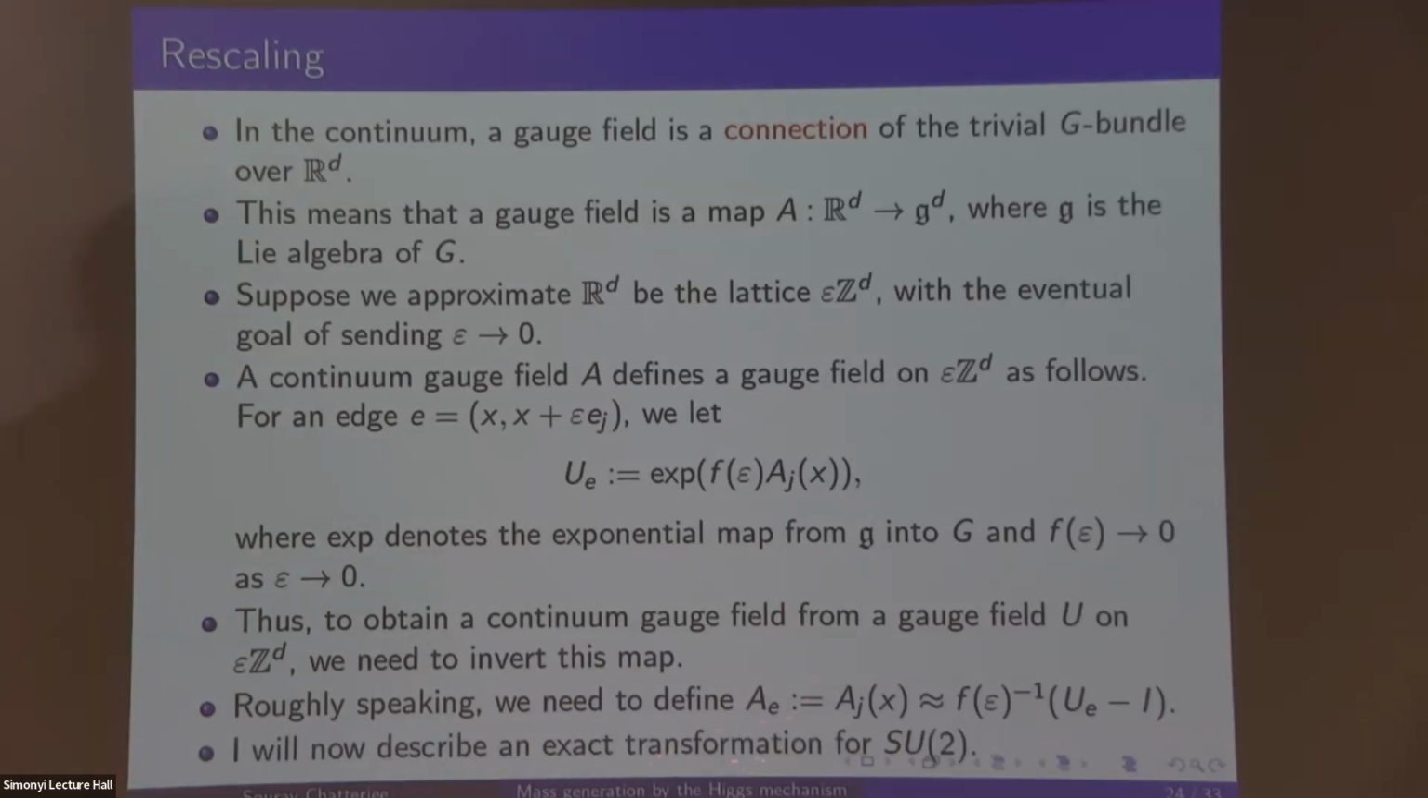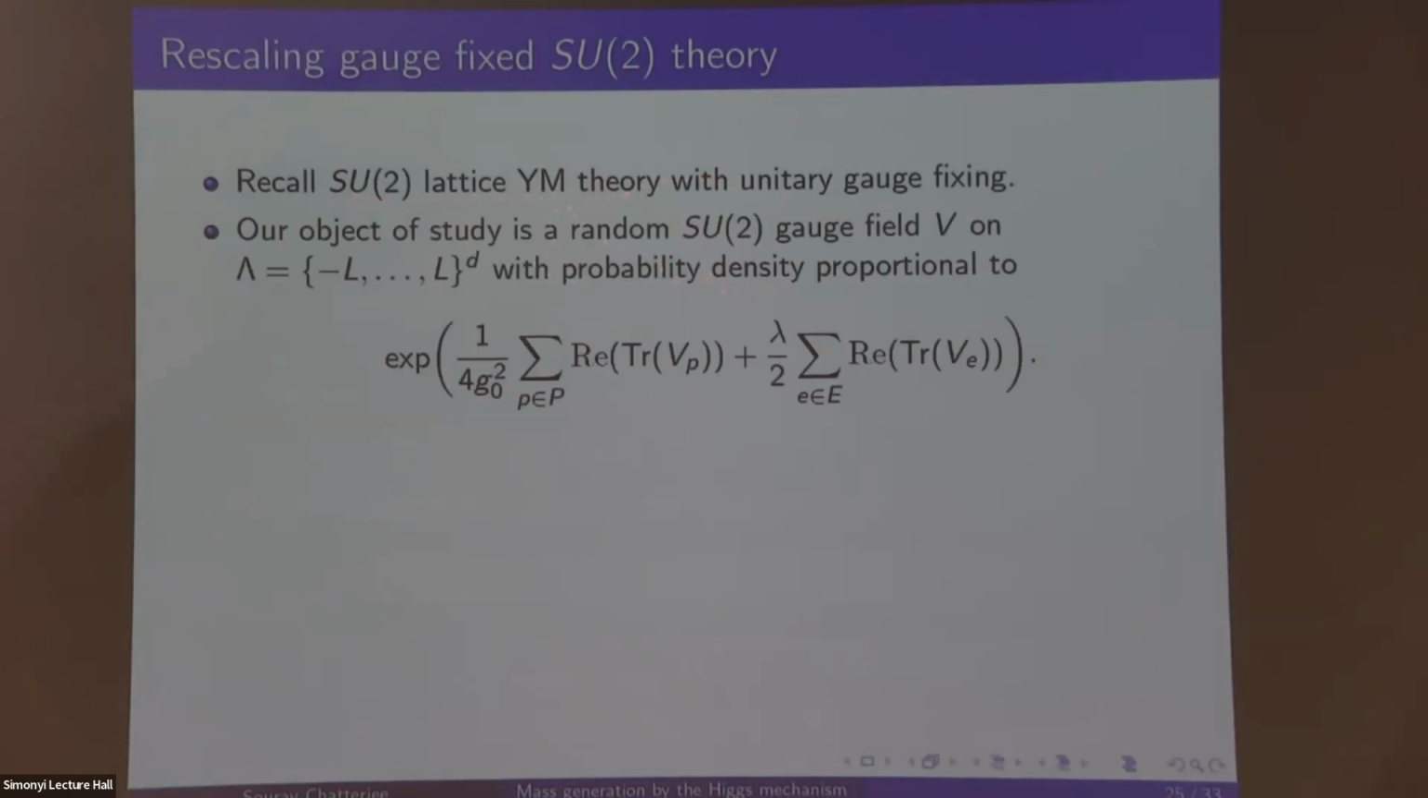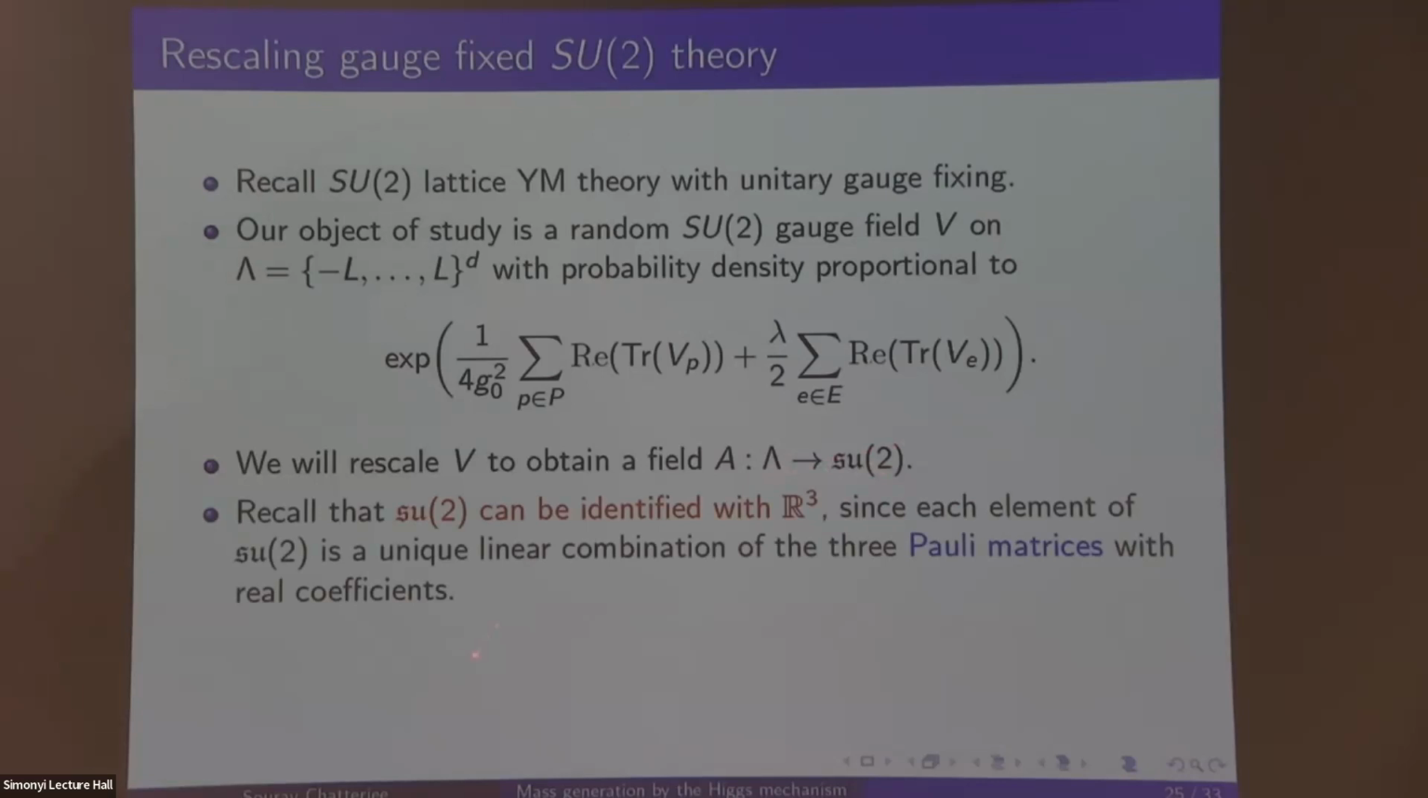So what I'll do is describe an exact transformation. It's a little problematic going through this exponential map, especially since it's not injective. So recall SU2 theory with unitary gauge fixing, and we are studying this probability measure on it. So we want an SU2 gauge field V with this, and we'll now rescale V to obtain a field which is to each. So actually, not lambda, this should be epsilon. On each edge, you have a group element, you have a Lie algebra element.